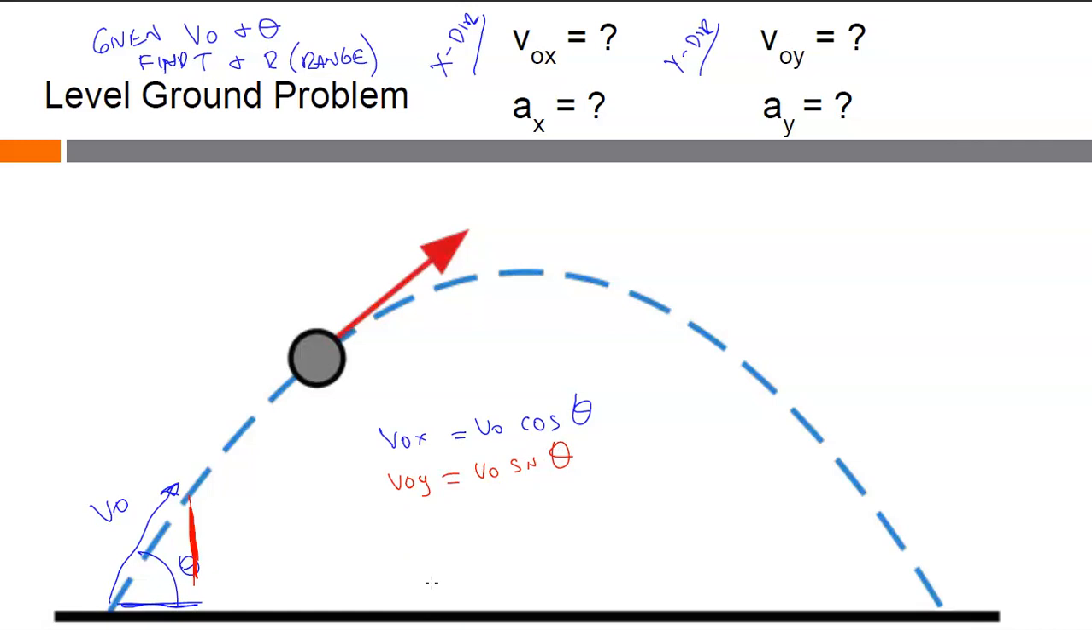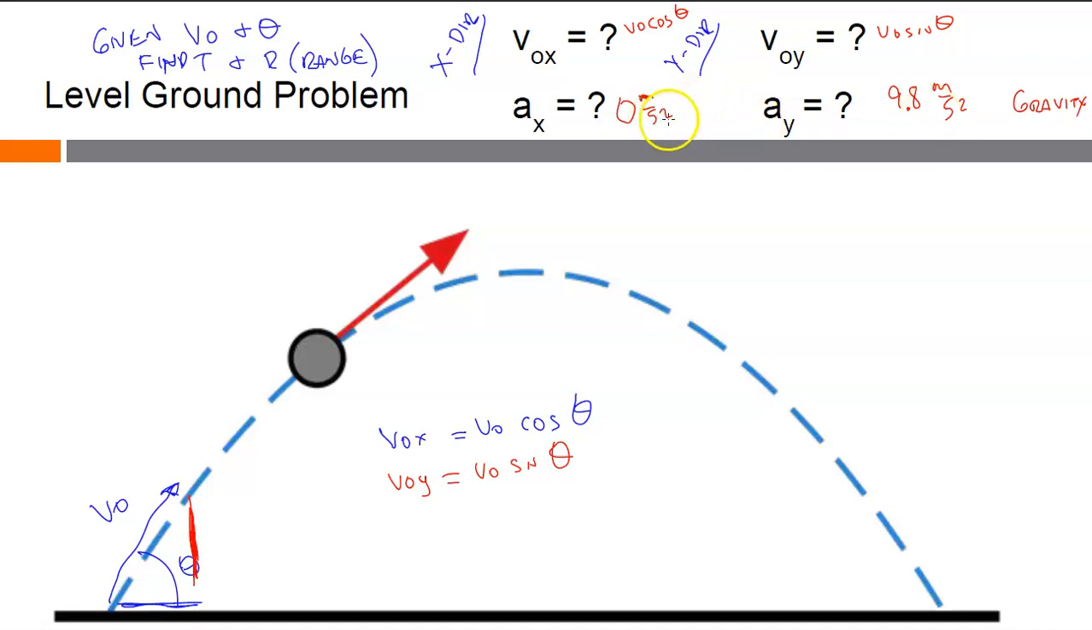All right, so that's the first thing. I'm going to go ahead and put those up here. This would be V0 cosine theta, and this would be V0 sine theta, going back to the definitions of cosine and sine. Now, a sub x and a sub y. I need to break those apart. A sub x, of course, is 0. A sub y is 9.8 meters per second squared. This is gravity.